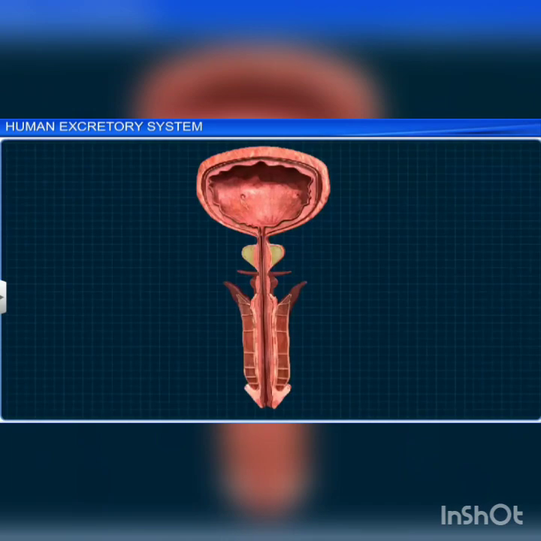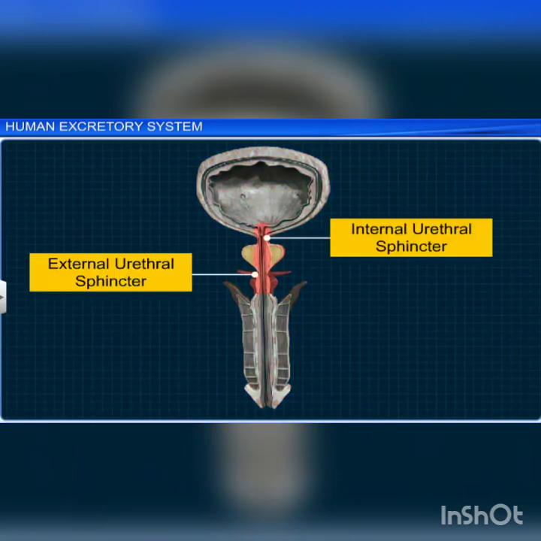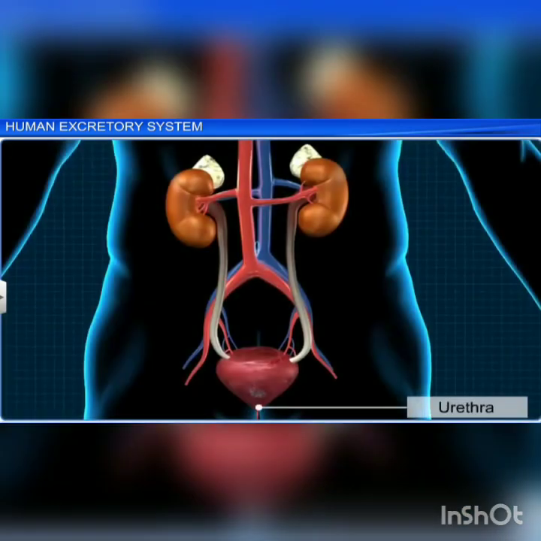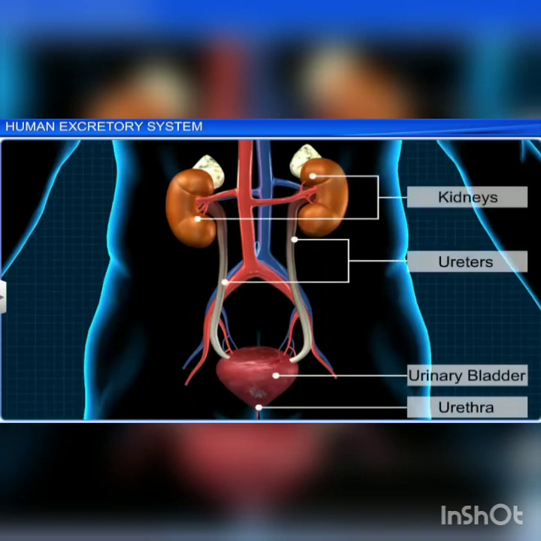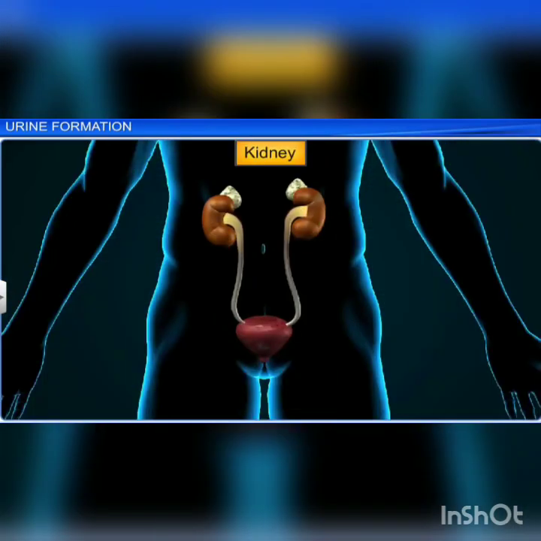Urine leaves the urinary bladder via the urethra, a tube through which urine is discharged. The urethra is enveloped by the urethral sphincter, which controls the flow of urine from the bladder to the outside. Hence, the urethra, along with the urinary bladder, ureters and kidneys, constitute the human excretory system. The kidney is the major excretory organ in humans.